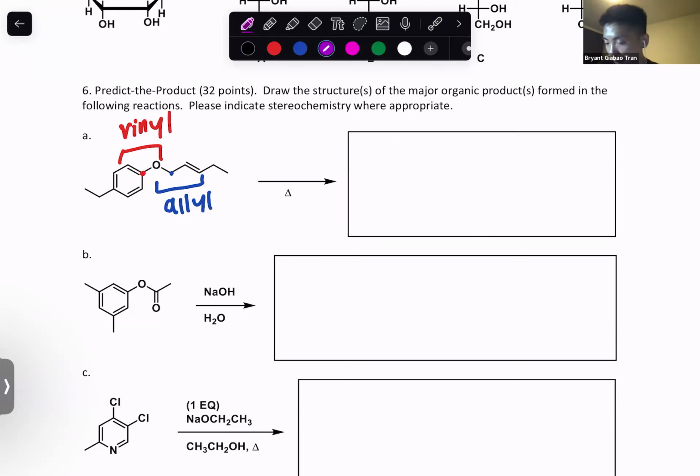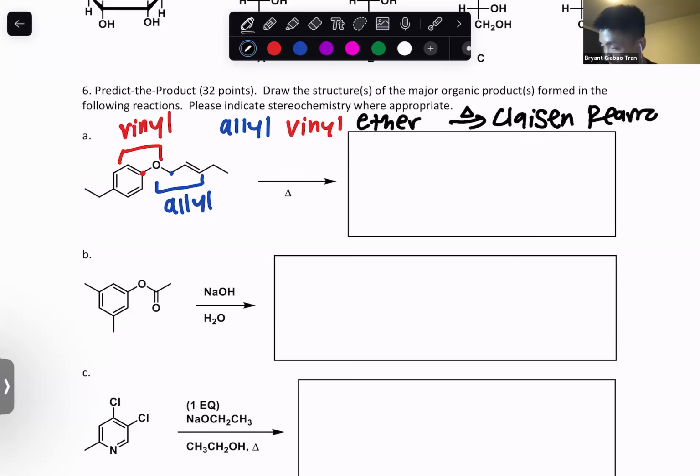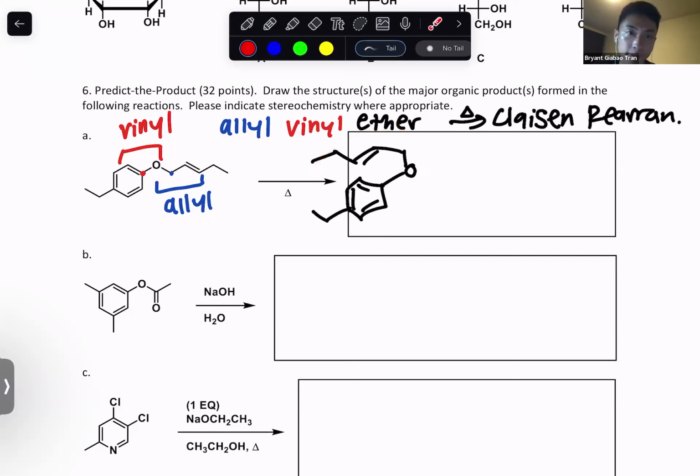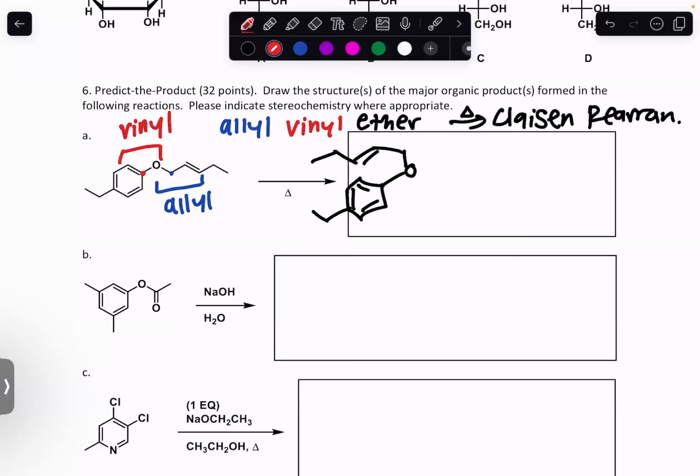Whenever you have an allyl vinyl ether and you react that with heat, you do a Claisen rearrangement. I'm going to redraw this structure in a way that lets us see the mechanism much more clearly. Does this make sense so far, like how I rotated it and flipped the bond to get into this position here? Yep. Yeah, I tried doing that, but I wasn't so sure on the mechanism.